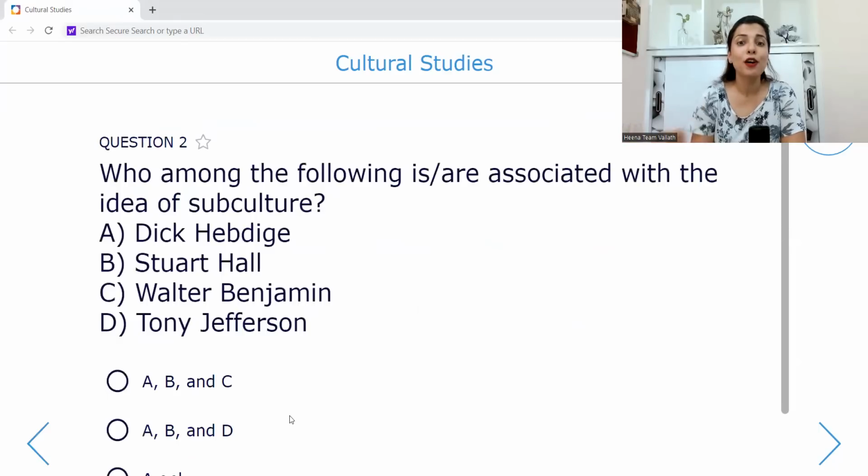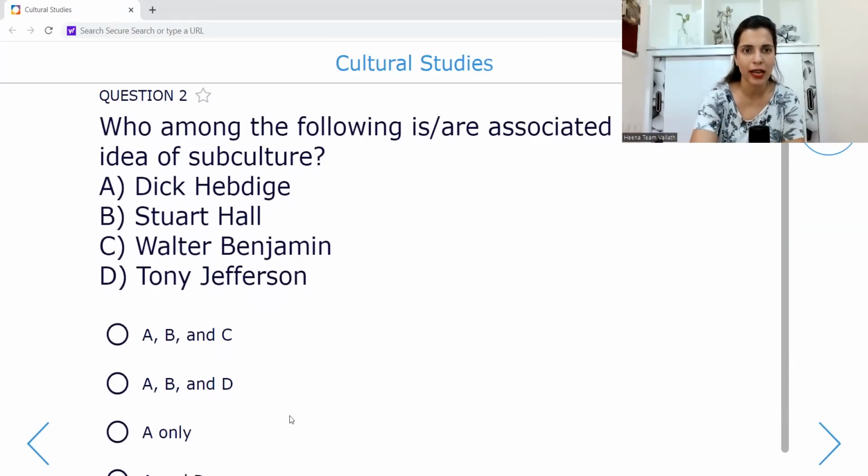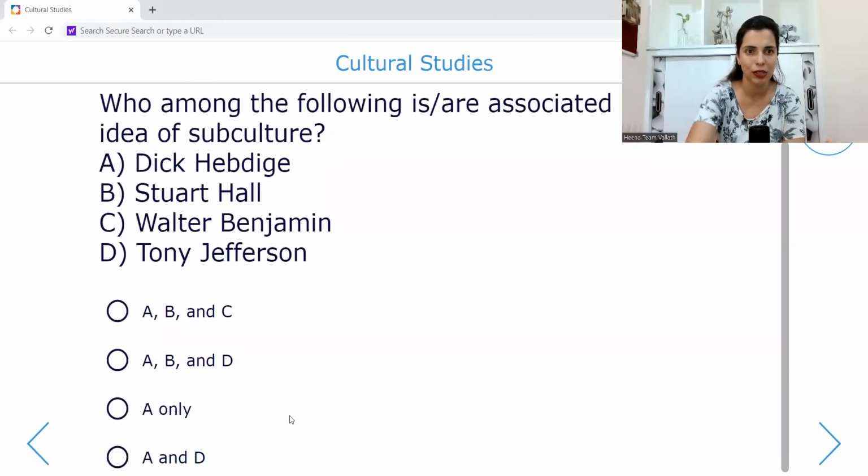Question number 2. Who among the following is or are associated with the idea of subculture? Okay. Who's associated with subculture among the following? A, Dick Hebdige, B, Stuart Hall, C, Walter Benjamin, and D, Tony Jefferson. You know, 3 of these writers are associated with subculture. It's Dick, Stuart, and Tony. So A, B, and D, that is the correct answer.